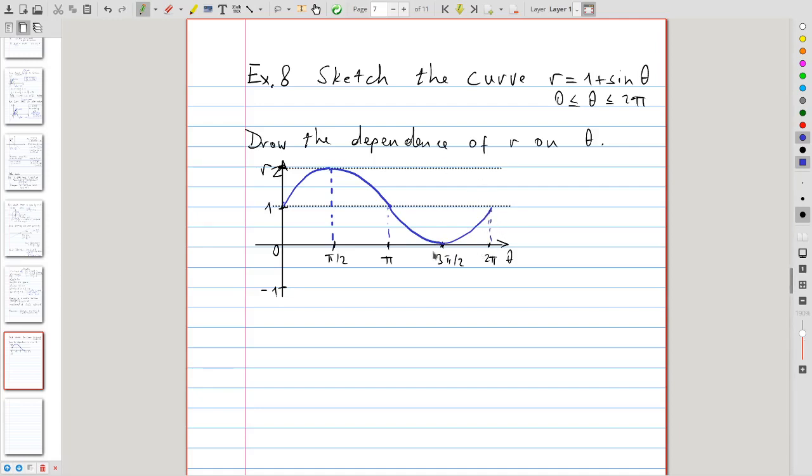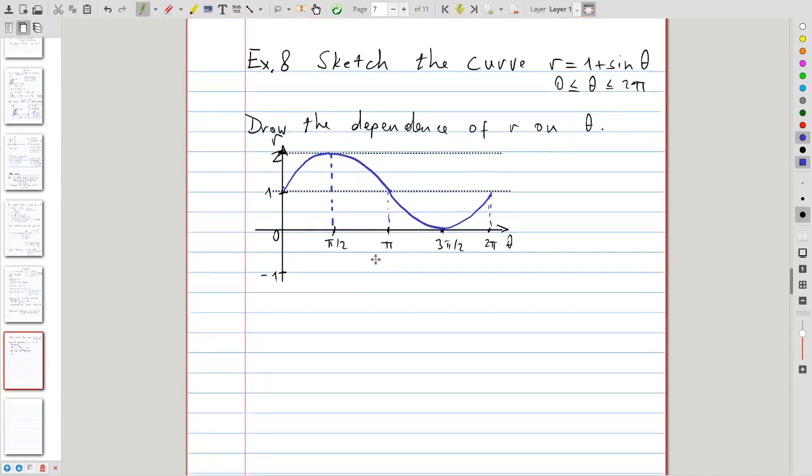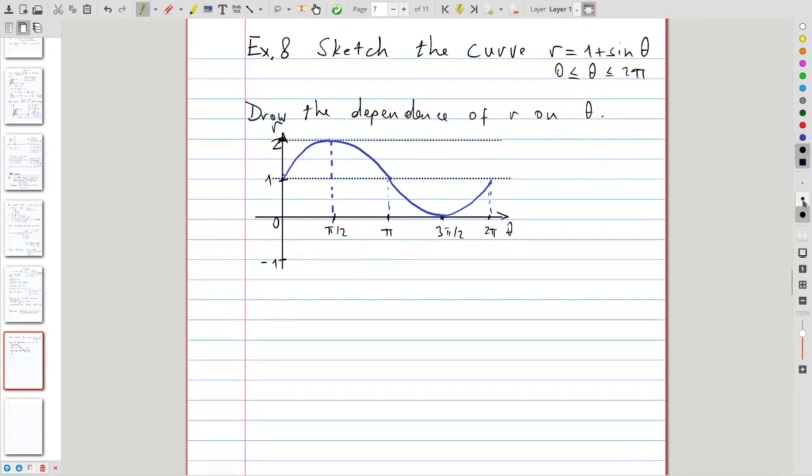Okay, so this is the rough sketch of my dependence of r on theta. Now, what is its purpose? Well, it's just supposed to guide me in drawing in the polar plane. So now let me look at the polar plane. This is nothing but an auxiliary graph, right? This is just r as a function of theta. Now I have to use the actual polar plane. So this here is the polar axis, which I have placed so that it coincides with the x-axis.